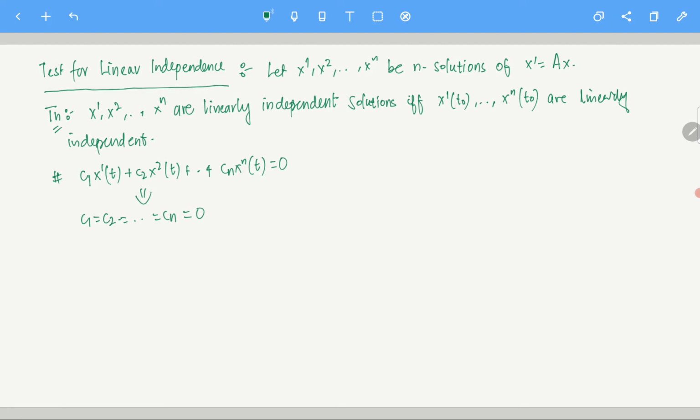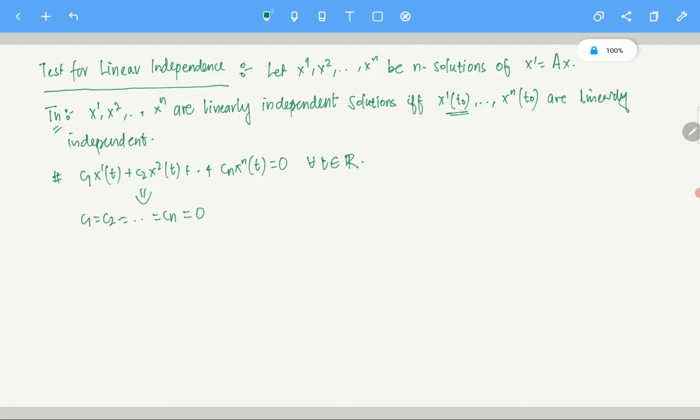Now what the theorem says, so this holds for all t in whatever, let's say for now R. So for all t in R, if this relation holds, then that implies C1 equals C2 equals Cn equals 0. Here the theorem says that these particular x1, x2, xn are linearly independent solutions if and only if, for any t naught. So you do not have to worry about all the t.